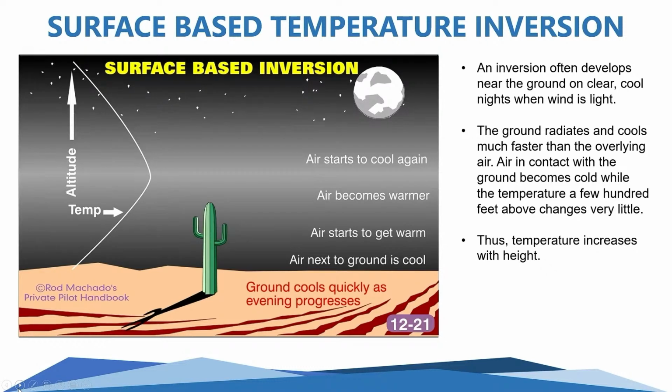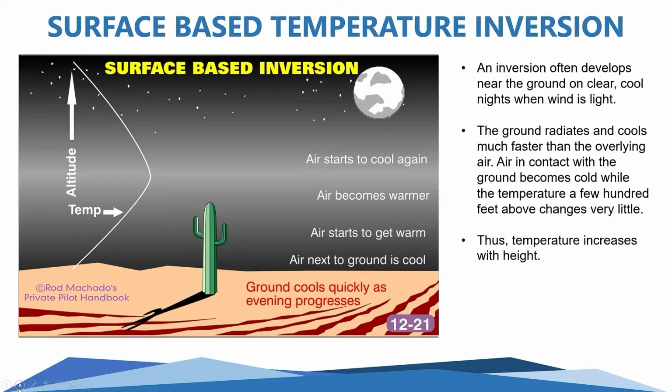There are two different types of temperature inversions: a surface-based inversion and an aloft-based temperature inversion. The surface-based temperature inversion most often develops near the ground on clear, cool nights when the wind is light. Think about it like this with the desert.